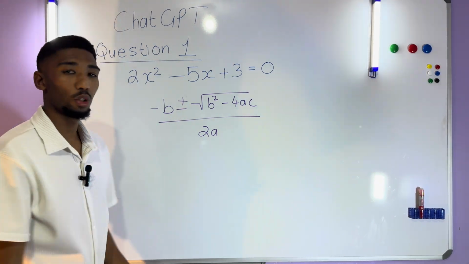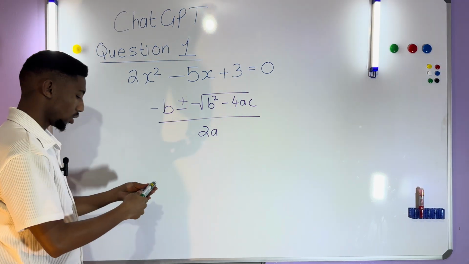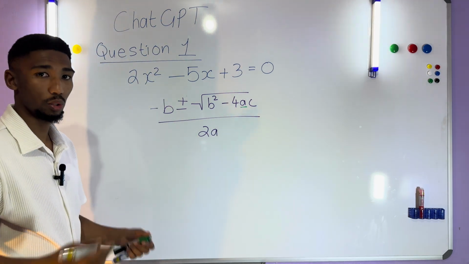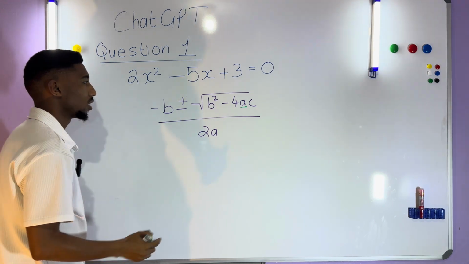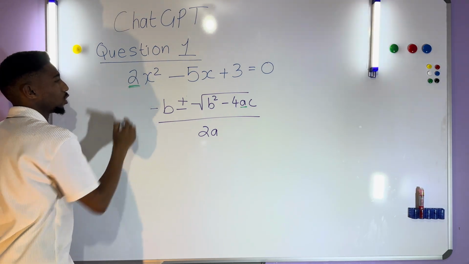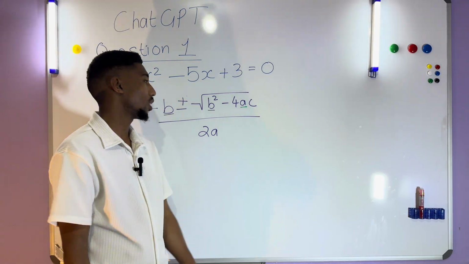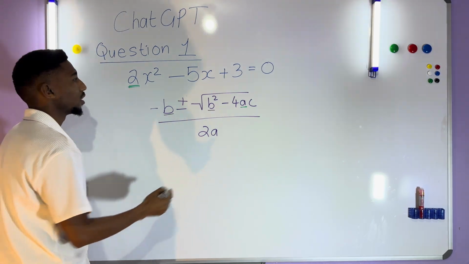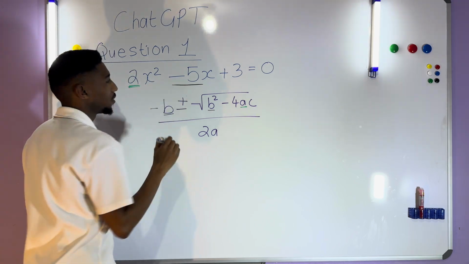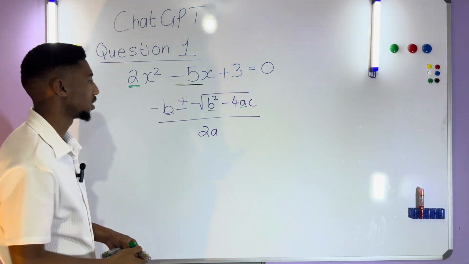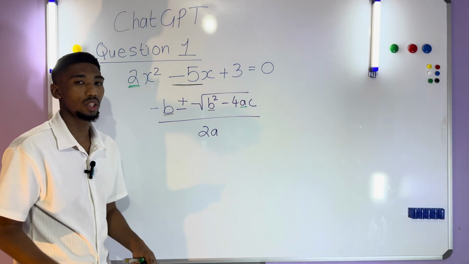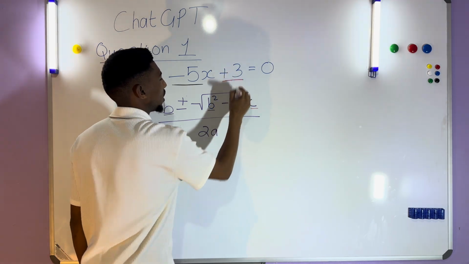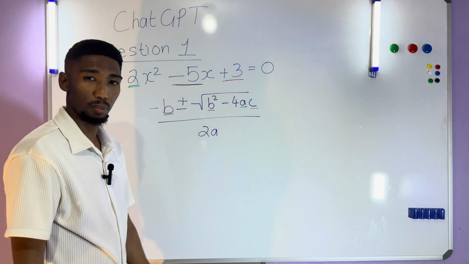First and foremost, we are going to have a look at the coefficients. So for a, we look at the coefficient of x squared. The coefficient of x squared is 2. We know the value of a. Now we need to find the value of b, and the value of b is simply the coefficient of x, and the coefficient of x is negative 5, not 5, negative 5. And to find c, we simply look at the constant value at the end, which is plus 3.